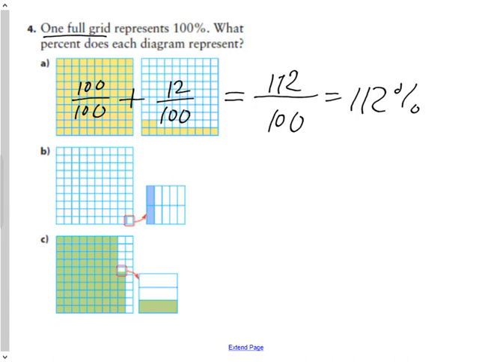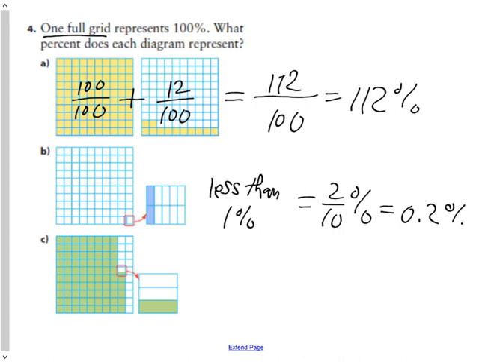In B, we have less than 1% because if this was all shaded in, we would say that's 1%. But because it's not all shaded in, it's fractionally shaded in, this is going to be less than 1%. Okay? How much less than 1%? Well, we can think of it as how much of that 1% square is shaded in. 0.2% is what that picture is representing. Or, as a decimal, 0.2%.